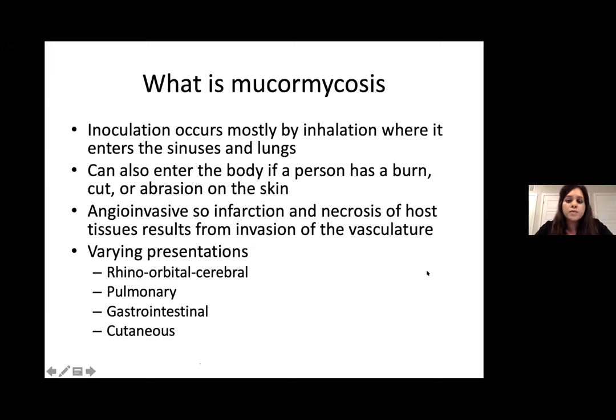Inoculation mostly occurs when you inhale these spores, and the organisms enter the sinuses and lungs, settle in, and can cause angioinvasive disease. It can also enter the body if you have any kind of skin breakdown with a burn, cut, or otherwise abrasions. Like I mentioned, it is an angioinvasive fungus, so you get infarction and necrosis of your tissues from invasion of this fungus into the vasculature. There are varying presentations of mucor: rhino-orbital, pulmonary, gastrointestinal, cutaneous, disseminated. So it can present differently, and you have to be on the lookout for this. More commonly, we are seeing rhino-cerebral or pulmonary.